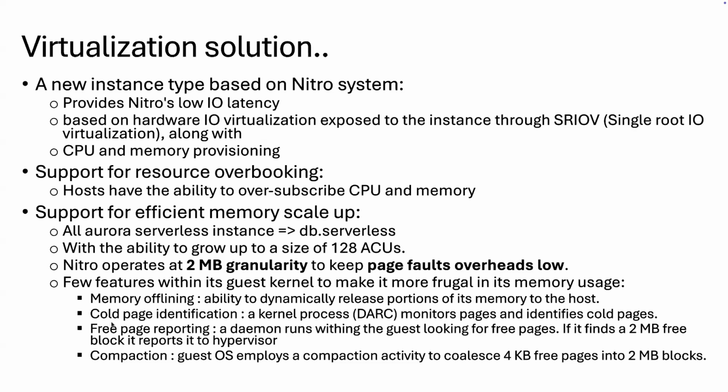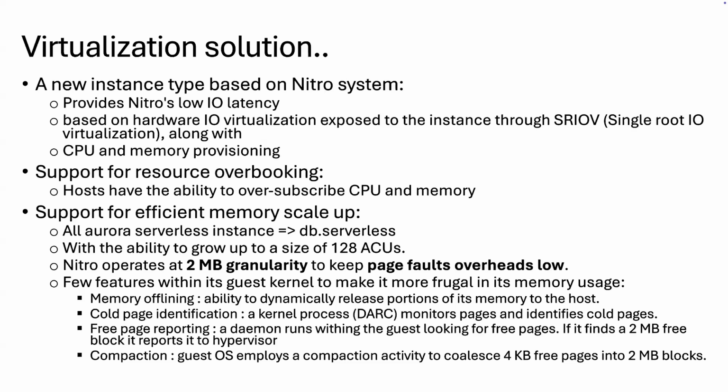They have also done some work on cold page identification, so a kernel process monitors the pages and identifies which are the cold pages. Another thing is free page reporting, a daemon running within the guest looking for free pages, and if it finds any 2 MB free block, it reports to the hypervisor. Another activity currently going on is compaction, which tries to coalesce all the 4 KB free pages into 2 MB blocks. Based on this, they were able to keep and offload the memory to a much better space.